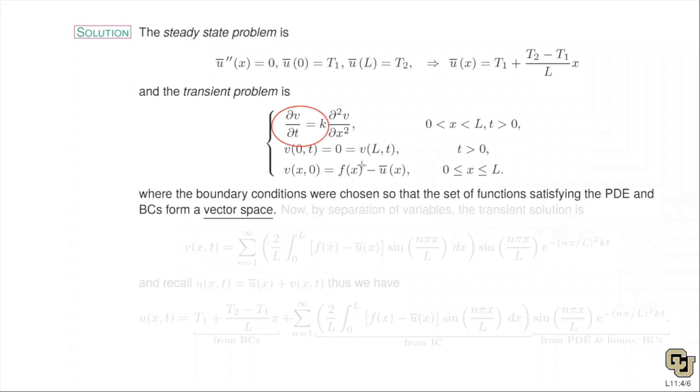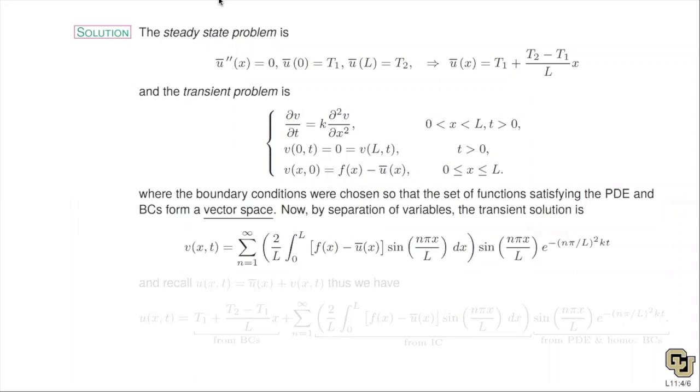So now we do separation of variables here, like you've been doing in your homework. Assume V is F times G, and so on. For this transient problem, we don't say, let's break this up into steady state and transient, because we know it's set up so that the steady state is trivial. The set of functions that satisfy the PDE and boundary conditions form a vector space. We can do separation of variables directly. So now we get this solution. Just to remind you, this part is a constant. That's the really important thing that I want you to see.